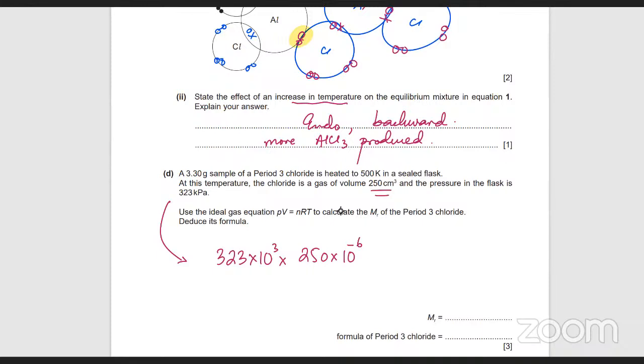That's PV. n is mass over MR, so it's 3.3 grams divided by MR. R is 8.31 times temperature, which is 500 Kelvins. So you just need to find MR. Just make sure the units are right. Bring the other things down. So it's going to be 323 times 250 times, simplify a bit, 10 to the power minus 6, so 3 minus 3 remains. Take MR to the other side.